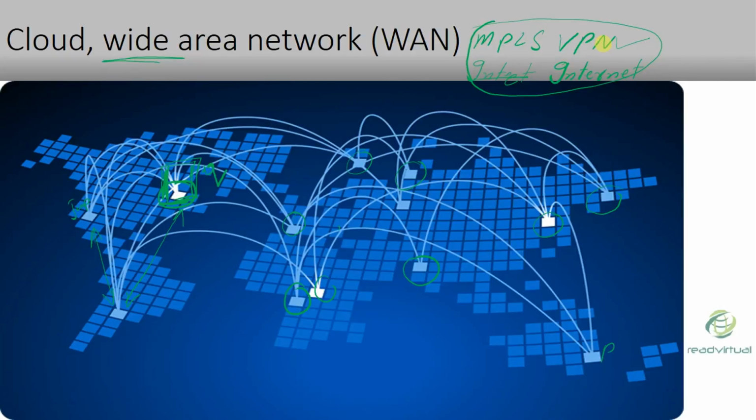But overall, the wide area network, or the cloud, means we are using different technologies to connect different areas or different campuses using WAN links. It may be MPLS VPN or internet, whatever. This is the wide area network. Overall, this picture is making the wide area network. Keep in mind that it is geographically separated, from one location to other locations.